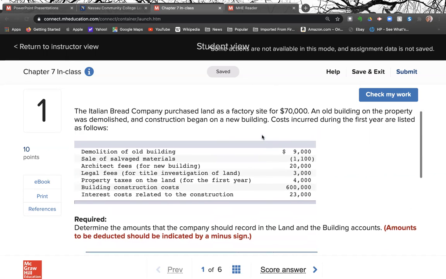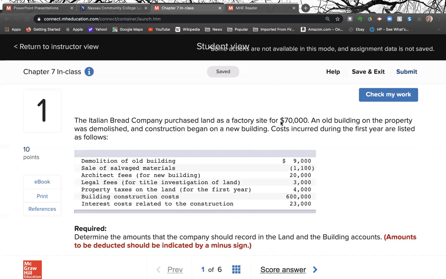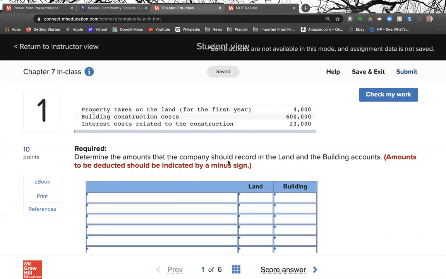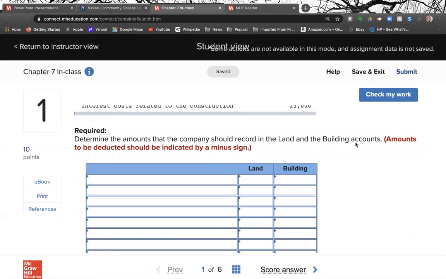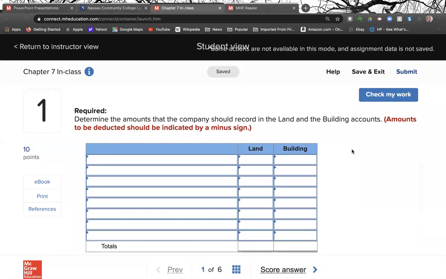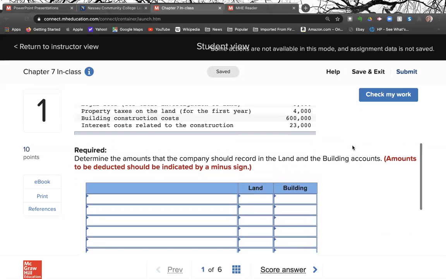So we paid $70,000 for the land. We had to knock down the old building. There was stuff in the building we were able to sell. We had an architect fee, a legal fee, property taxes for the first year, building construction costs, interest costs related to the construction, okay? Now, determine the amounts that the company should record in the land and buildings account, and amounts to be deducted should be indicated by a minus sign. All right, so let's take a look at what we have here.